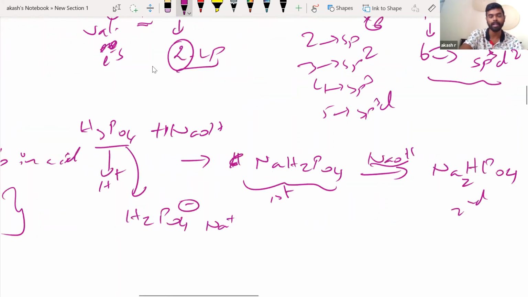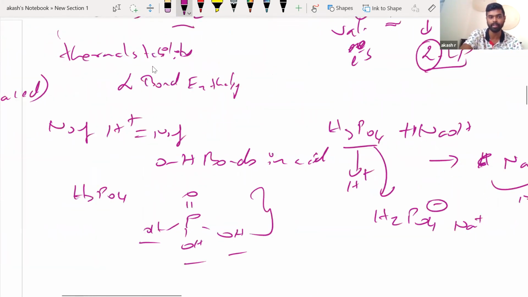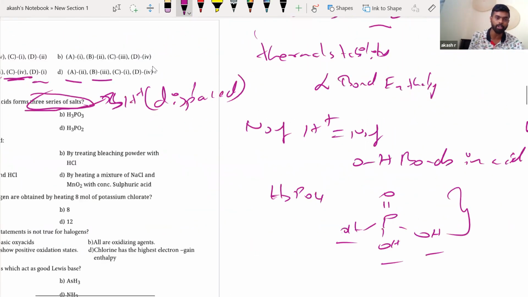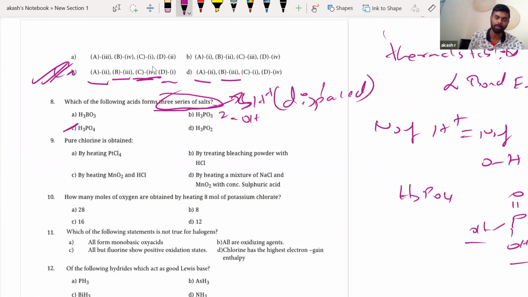Okay, so definitely no other acid will be capable of doing this, because if you check H3PO3, it has only 2 OH bonds, right? HPO3 is entirely different. Forget about it. H3PO2 will have only 1 OH bond. So the correct answer, if you want to form 3 salts, definitely I need to have 3 OH, so that is happening in H3PO4. That is option C.